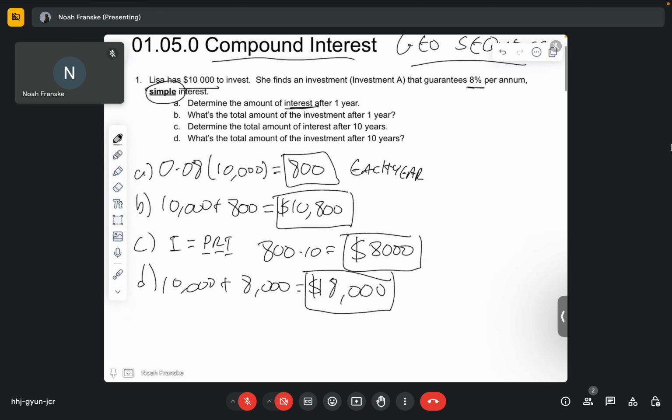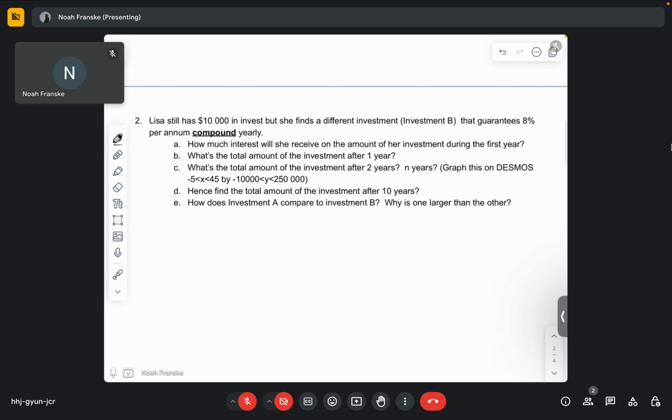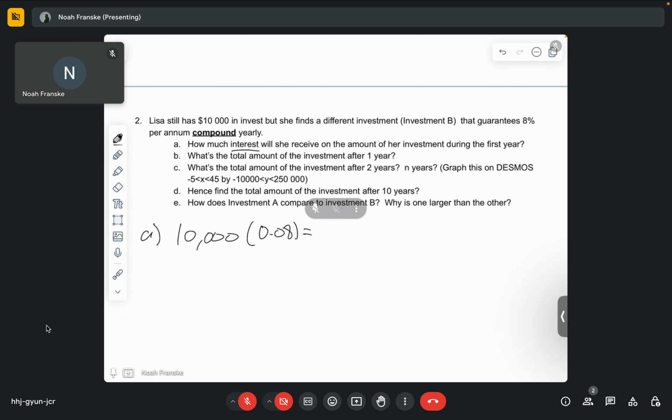All right, so simple interest is called simple because it's pretty simple to calculate, right? It's not too hard. Now, compound interest is a little bit different. When you have compound interest, the first year, we're still going to get the same amount of interest, $800. So at the end of year one, which is what question A asks, it's still going to be 10,000. Usually we put the principal at the front, times, and they want to know how much interest she will receive on the amount of her investment during the first year. So 10,000 times 0.08, which is still $800.